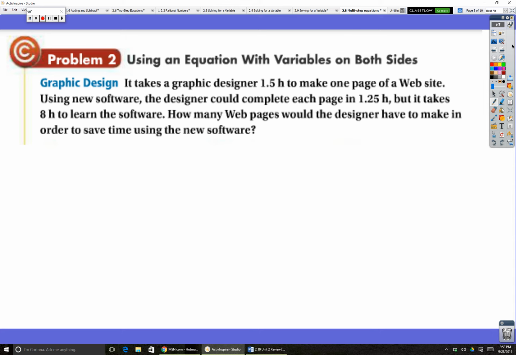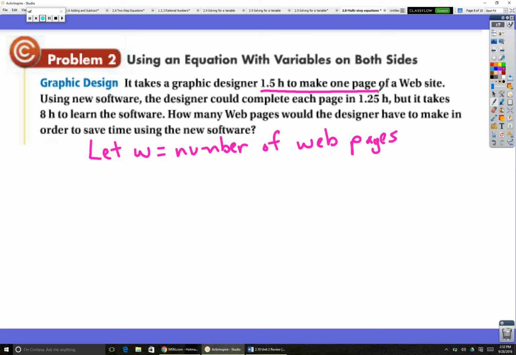First, I'm going to define my variable. It says how many web pages would the designer have to make. So I'm going to say that W is the number of web pages that would have to be created. The first scenario is that it takes a graphic designer 1.5 hours to make one page. So for every page, the designer has to spend 1.5 hours. So we have 1.5 times the number of pages is going to be the total length of time it would take a designer to make the website.